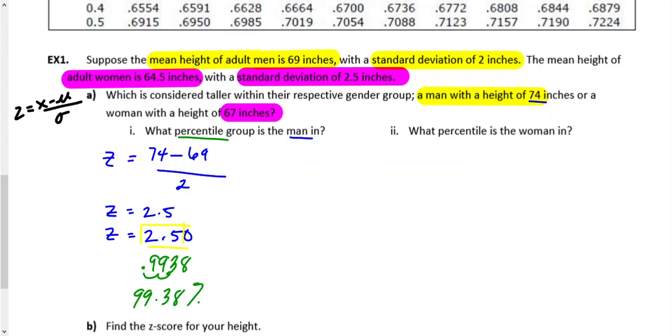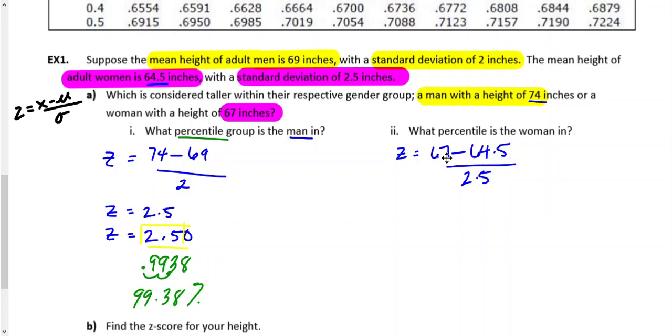We're going to do the same thing over here with the woman. So first I need to find my z-score for the woman. So my z-score is equal to something minus the mean. The mean for the woman was 64.5 divided by my standard deviation for the woman, which was 2.5. Remember, x is talking about a specific data value. So in this case, we're talking about a specific woman height. So we're going to use 67.